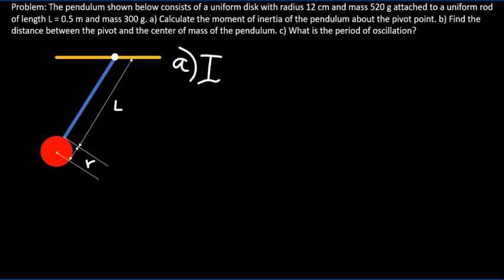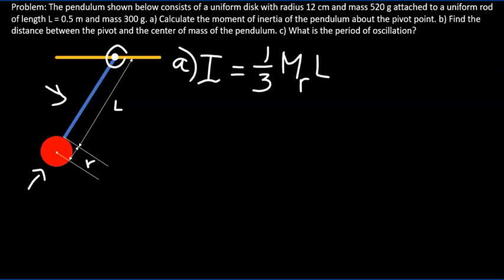Moment of inertia of the system consists of two parts. One is the rod, and the other one is that uniform disc. So let's do the rod. The moment of inertia of that uniform rod about an axis through its end is given by 1 over 3, the mass of the rod, m sub r, times the square of its length.